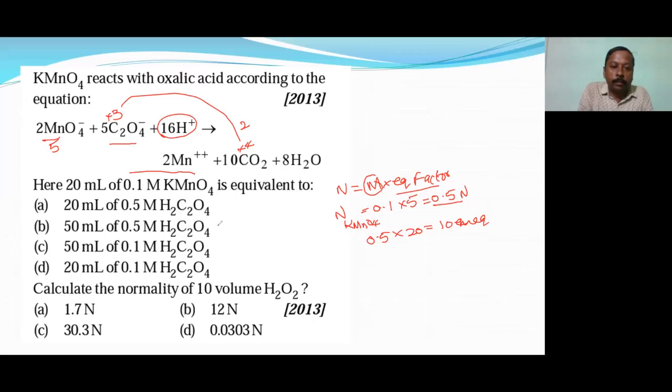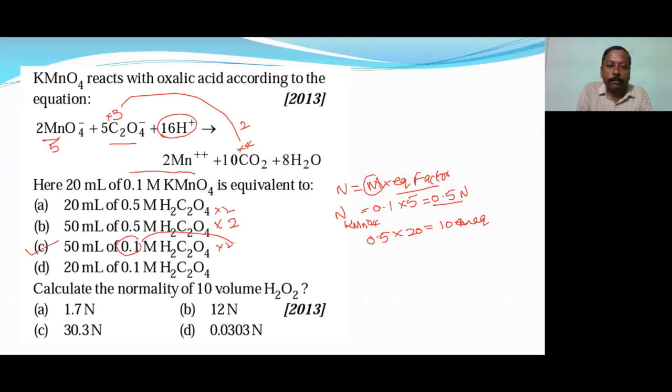Now cross-check. Here the molarity of oxalic acid is given, so you should multiply it with 2. So 0.1 into 2 is 0.2, into 50, which is 10 milliequivalents. So C is the answer. After noting this down, you can try the next one.